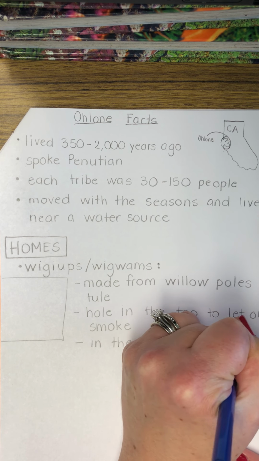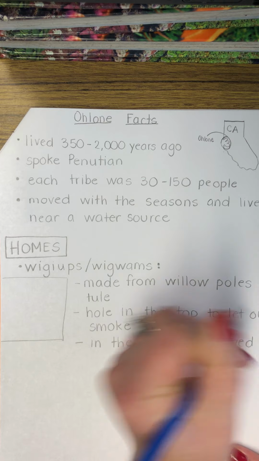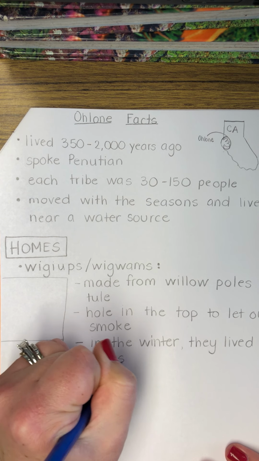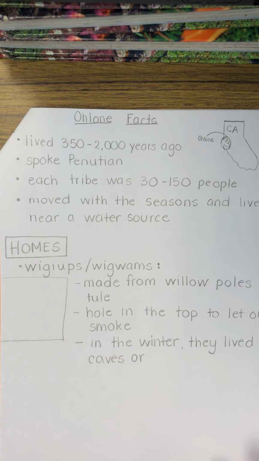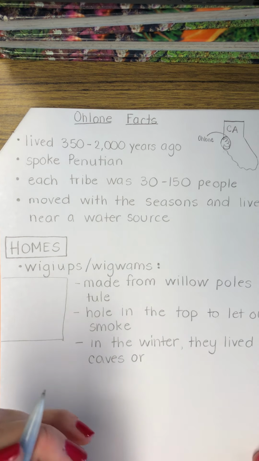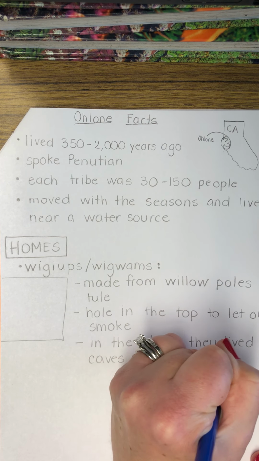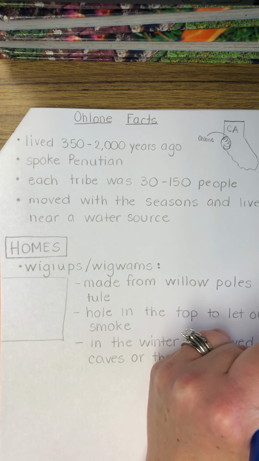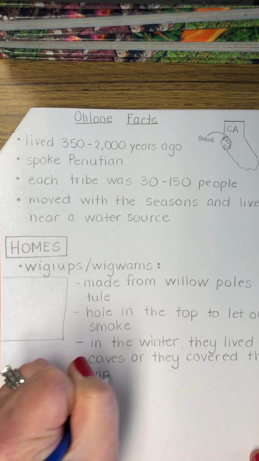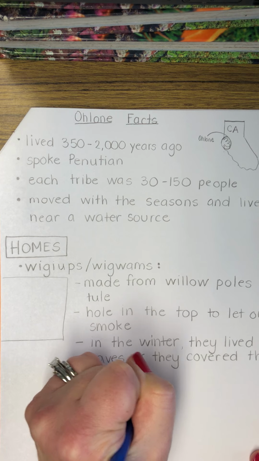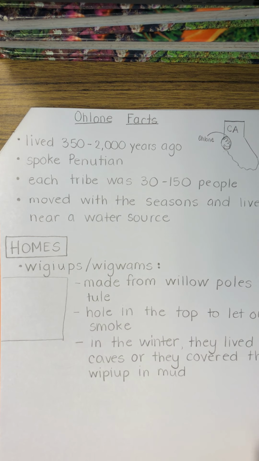They'd move inside to caves where it was more waterproof. So they lived in caves. Or if they couldn't find a cave nearby, they would also just take mud and cover the wiggyup. They'd cover the tule with mud to make it more watertight. Okay, so they covered the wiggyup in mud. All right, well, let's quickly draw what a wiggyup might look like.